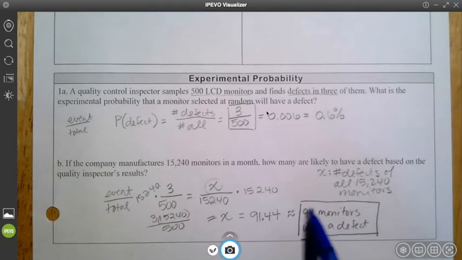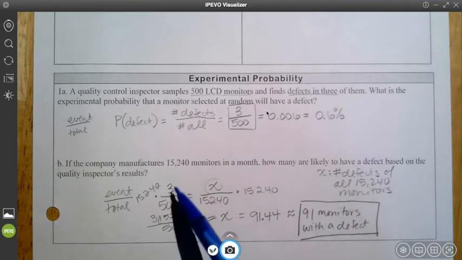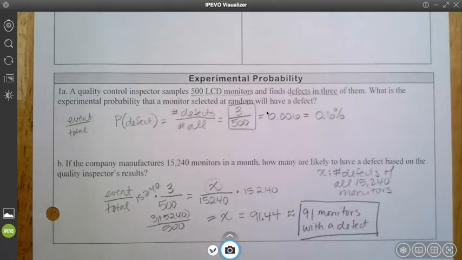Now, how come we got a number bigger than 1? Well, this 91 is not a probability, right? The 91 represents the number of monitors that had a defect. The probability for this problem was still that 3 over 500. Let's take a look at another.